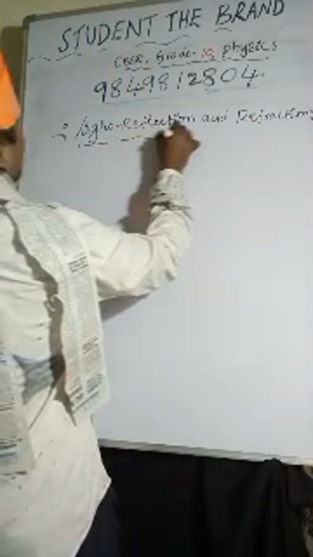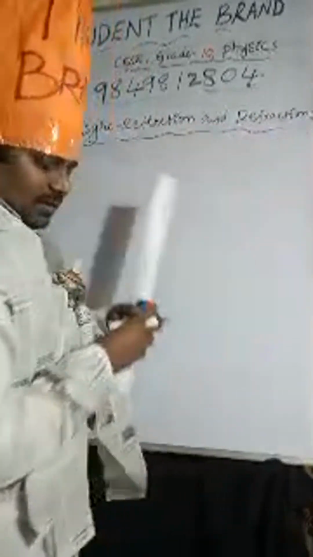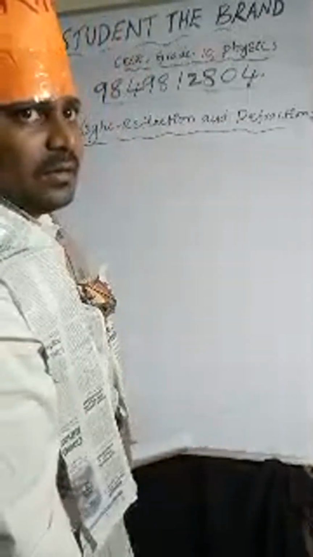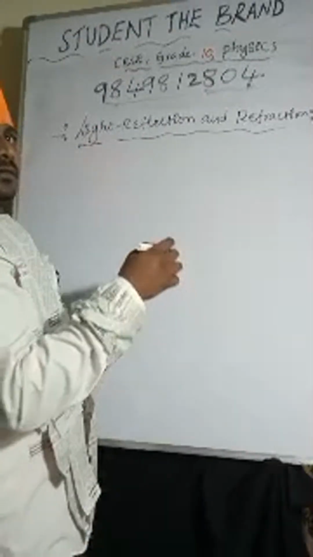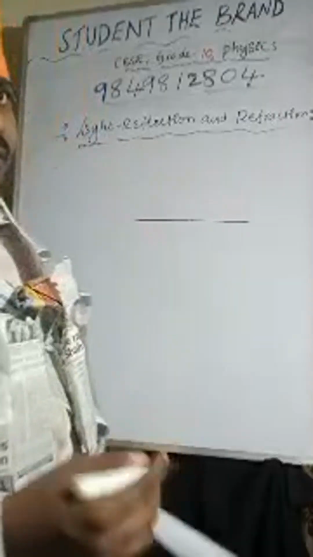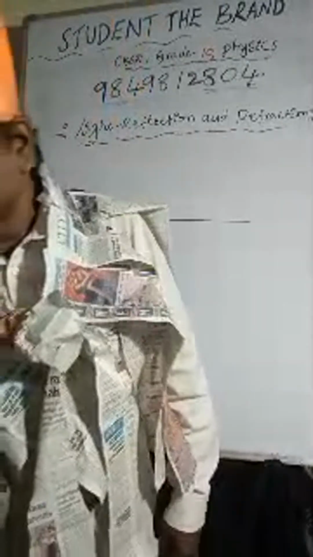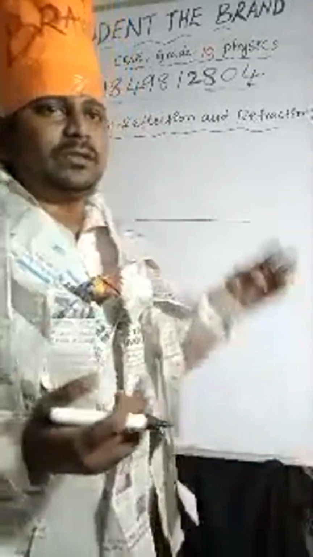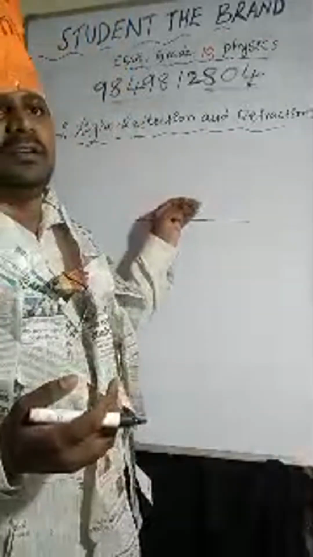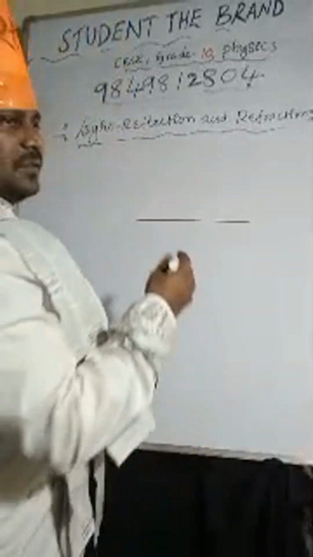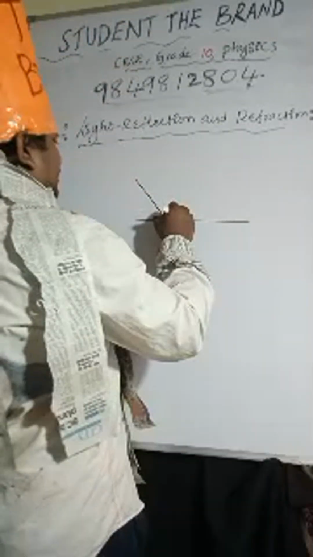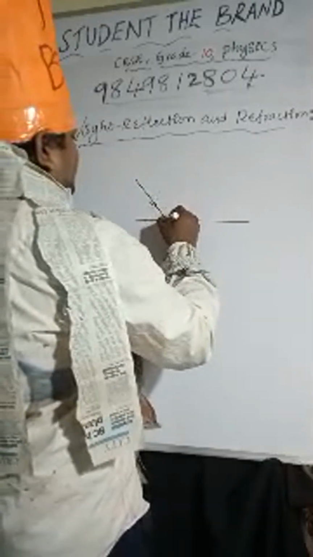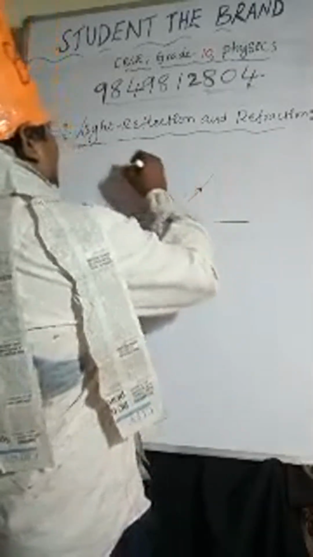I'm taking the plane mirror. This is a plane mirror. When light is incident on it, it will reflect back. The light ray which is incident on it is the incident ray, and here this is the reflected ray.